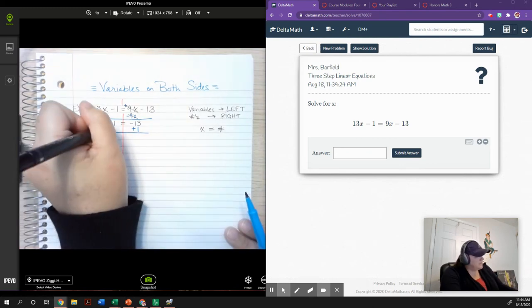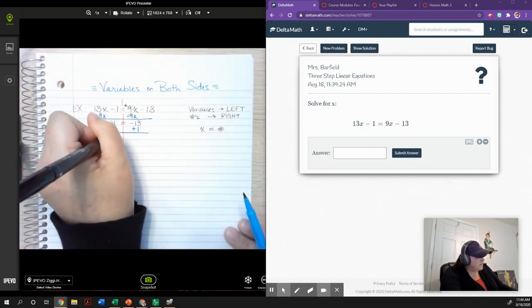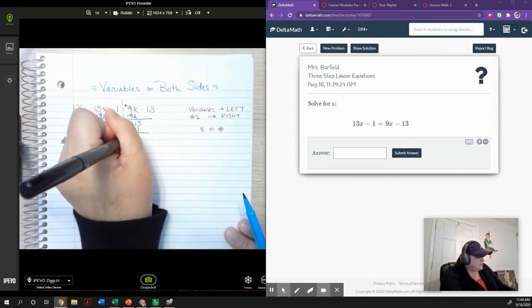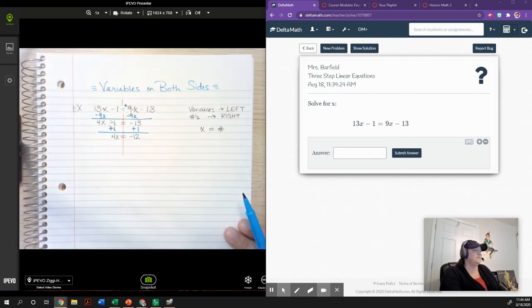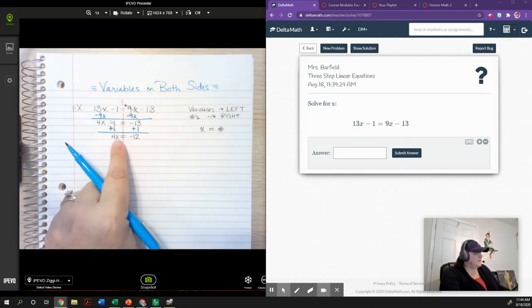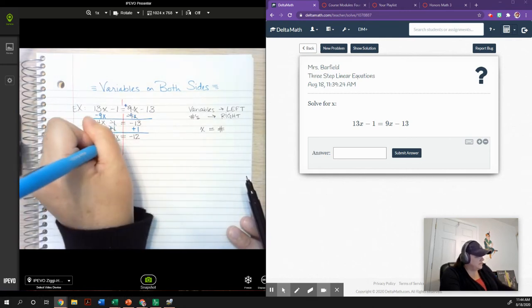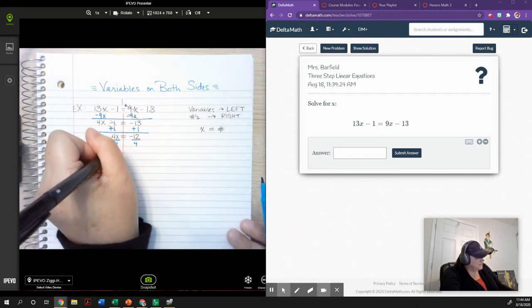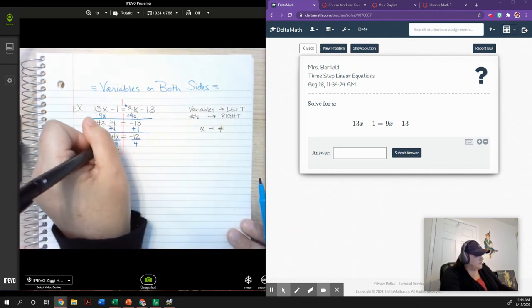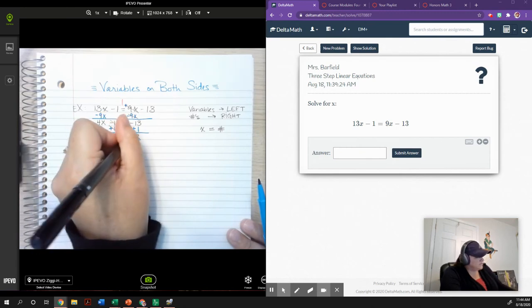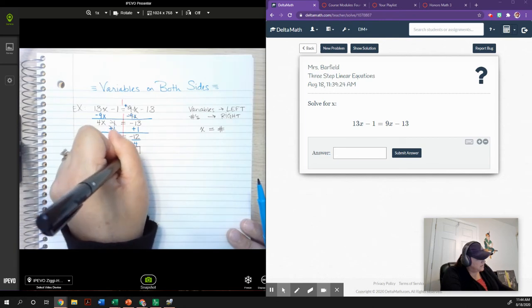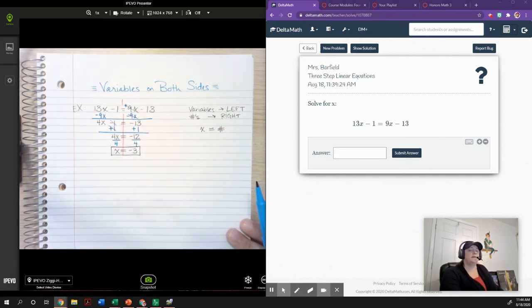So negative 1 plus 1, that's 0. So I'm left with 4x equals negative 13 plus 1, negative 12. Okay? To get x by itself, I need to do the opposite of multiplication, which is division. So I divide it on both sides. So I get x, because the 4 cancels, equals negative 12 divided by 4, negative 3.